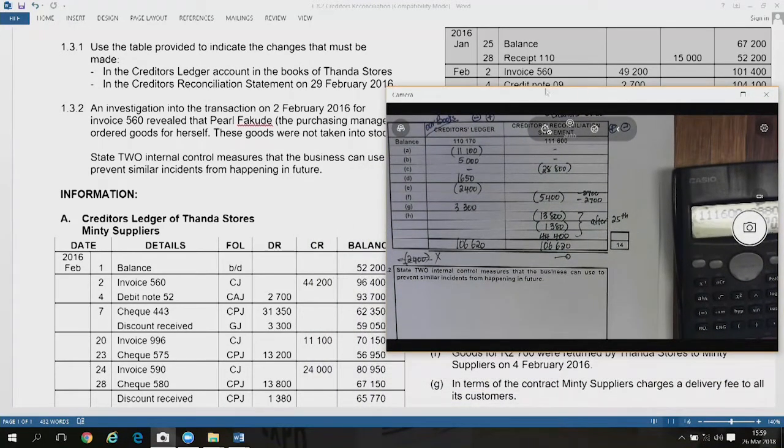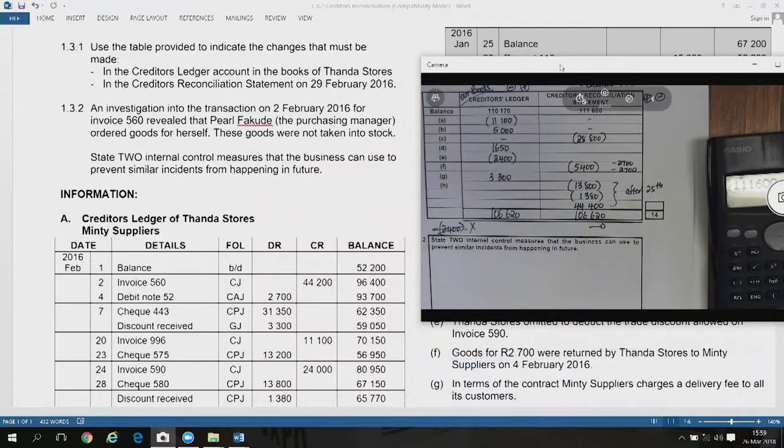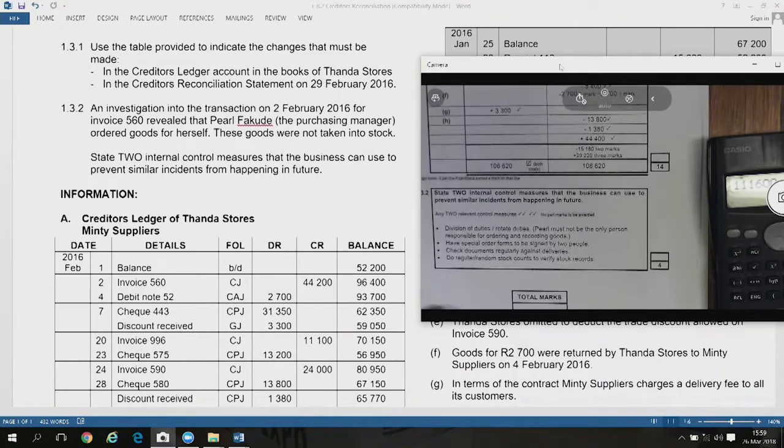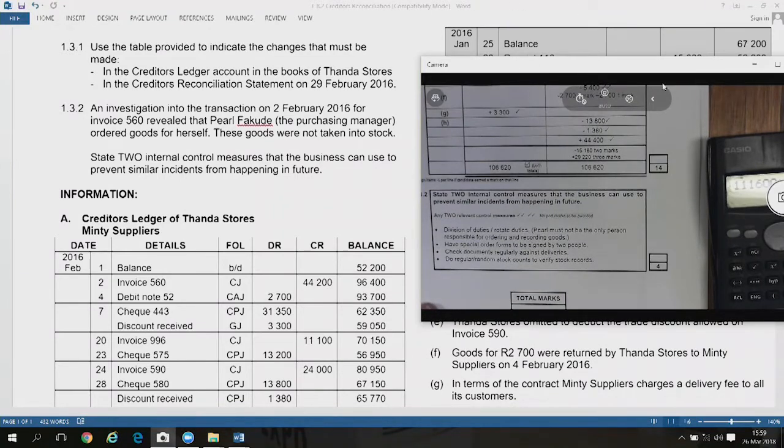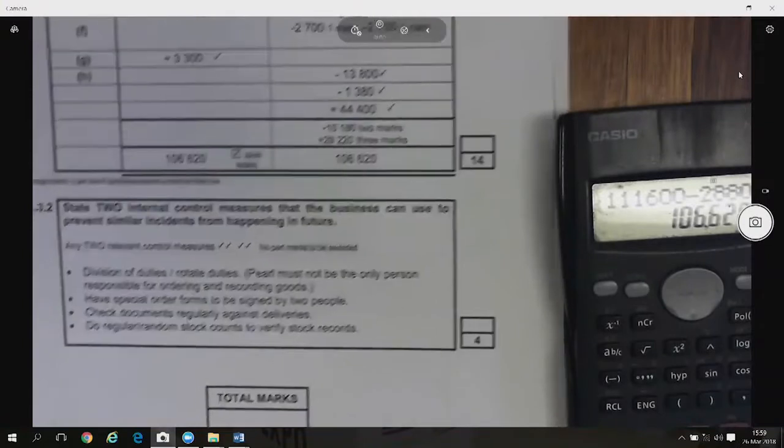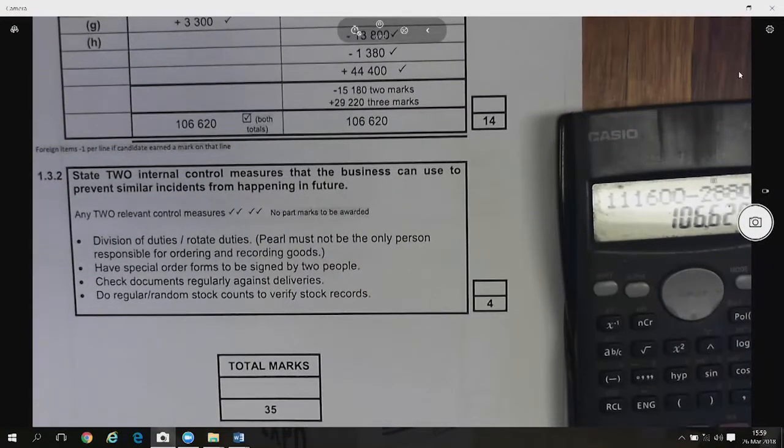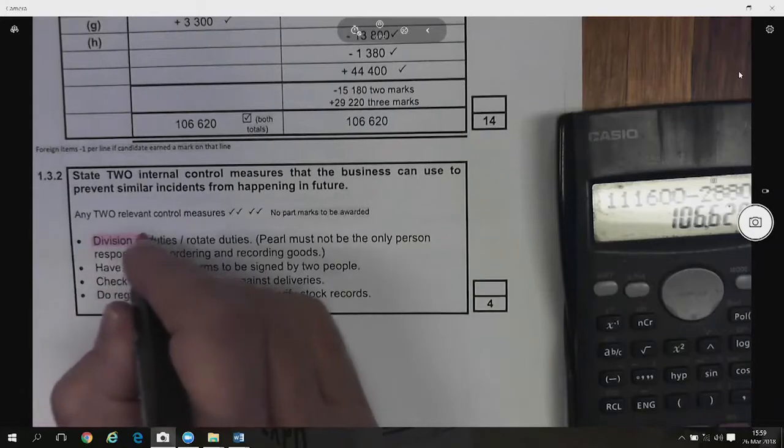They ask us to state 2 internal control measures that the business can use to prevent similar incidents from happening in the future. Division of duties. Because it means that she ordered things and she didn't put it into account. Don't think about the difference in the amounts. It means that she ordered things and she didn't put it into the stock, and now they want us to know what to do. Division of duties or rotation of duties.